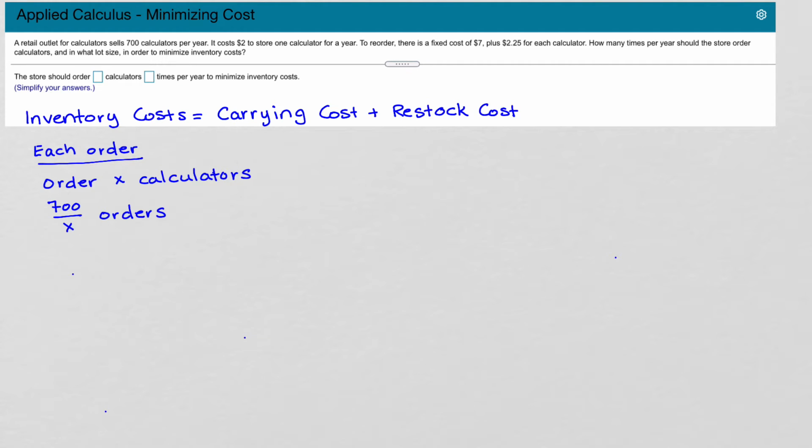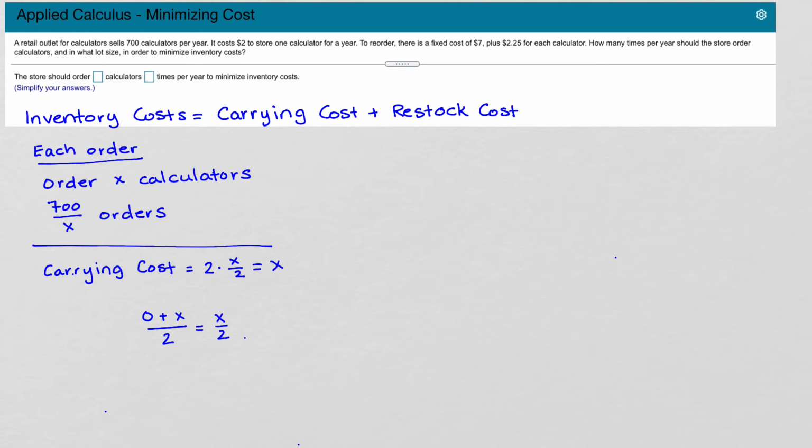Now we're going to look at how this information relates to our carrying cost and our restock cost. Our carrying cost has to do with how many calculators we have at any given time. Since we're ordering X calculators at a time, we can have anywhere from 0 to X calculators. So we figure out the average number in stock at any given time by taking 0 plus X and dividing by 2. It costs $2 to store those calculators, so my carrying cost is just X.